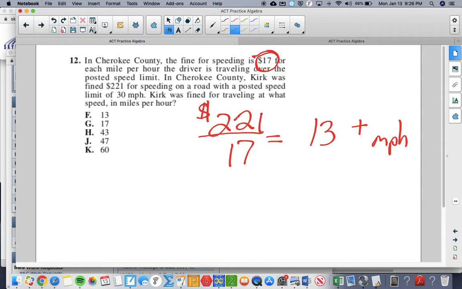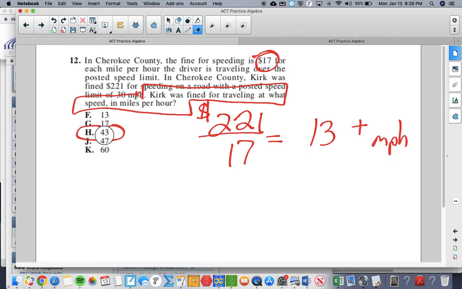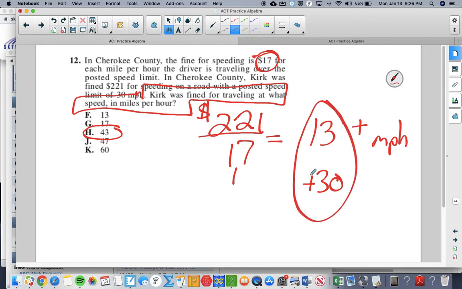Now that's an option, but careful. The question is, Kirk was fined for traveling at what speed? Not the speed over the speed limit, but his total speed on a speedometer. Well, he was in a 30 mile per hour zone, so we have to add 30 to that. 13 plus 30 is 43. That is the solution. So again, we had to add 30 to the 13.